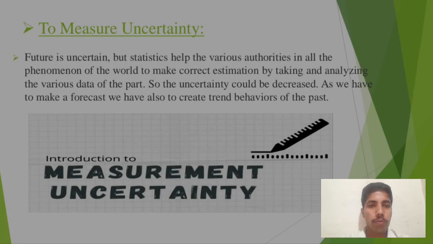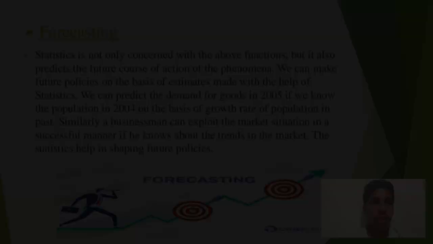Next point is to measure uncertainty. The future is uncertain, but statistics helps the various authorities in all the phenomena of the world to make correct estimations by taking and analyzing the various data of the past, so the uncertainty could be decreased as we have to make a forecast. We can also create trend behaviors of the past.